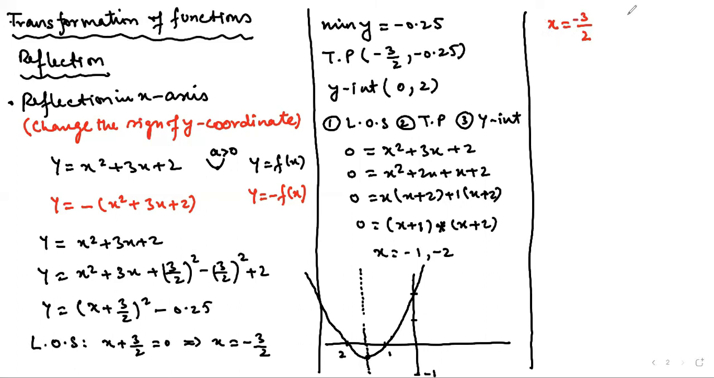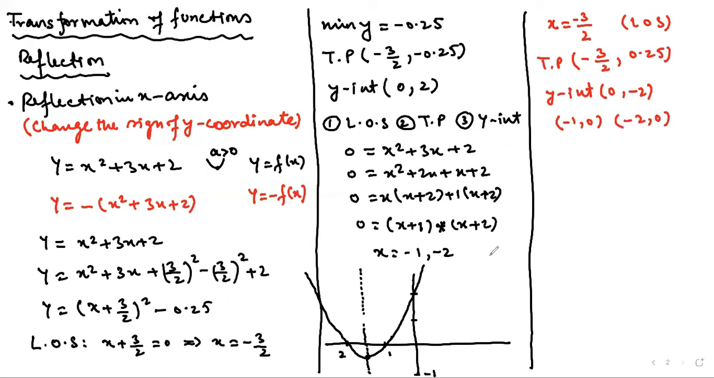Turning point: we will change the sign of the y coordinate. The turning point is now (-3/2, 0.25). The y-intercept is (0, -2). The x-intercepts are (-1, 0) and (-2, 0). Is there any confusion?